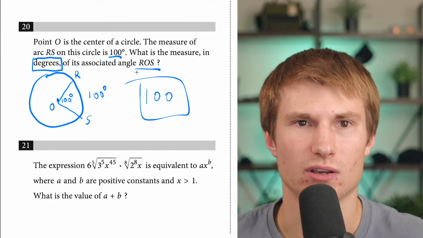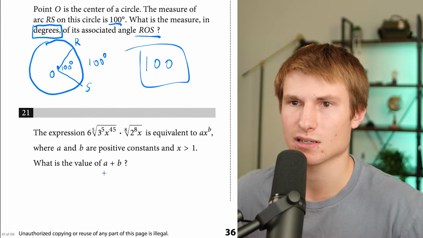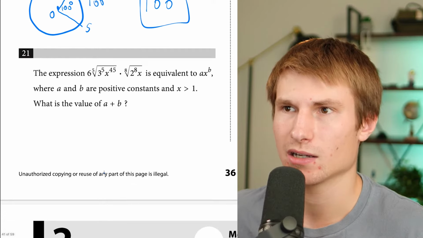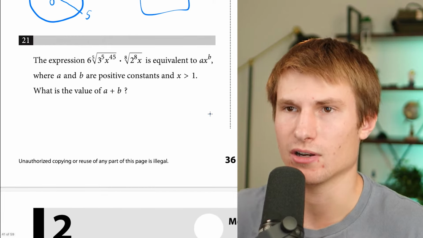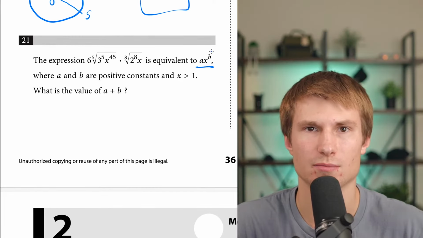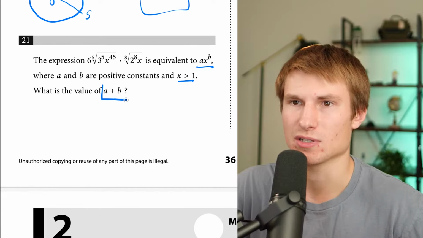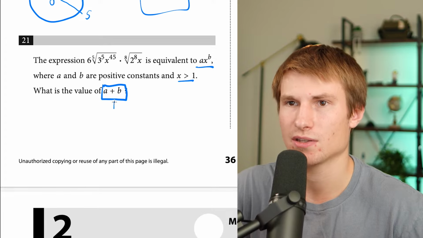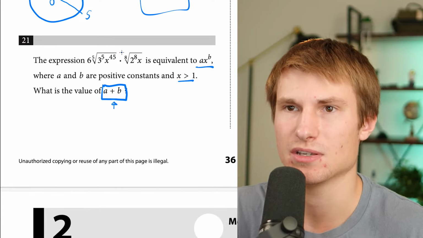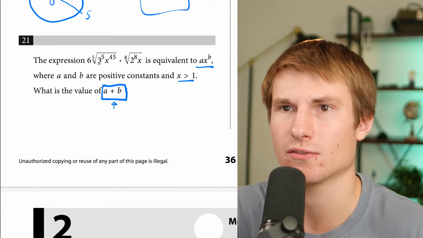Moving on to number 21, the expression 6 times the fifth root, and then after that an eighth root of stuff, is equivalent to ax^b, where a and b are positive constants and x is greater than 1. What is the value of a plus b? Always pay close attention to what you're asked to answer on the SAT, and in this case that's the value of a plus b. So let's go ahead and start extracting some stuff from underneath these roots.